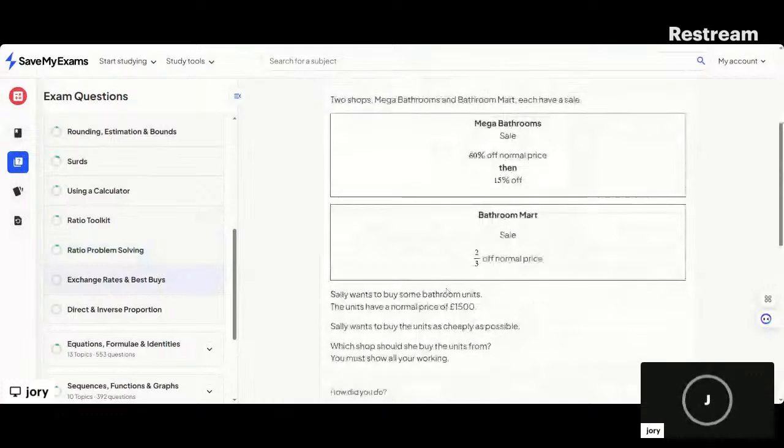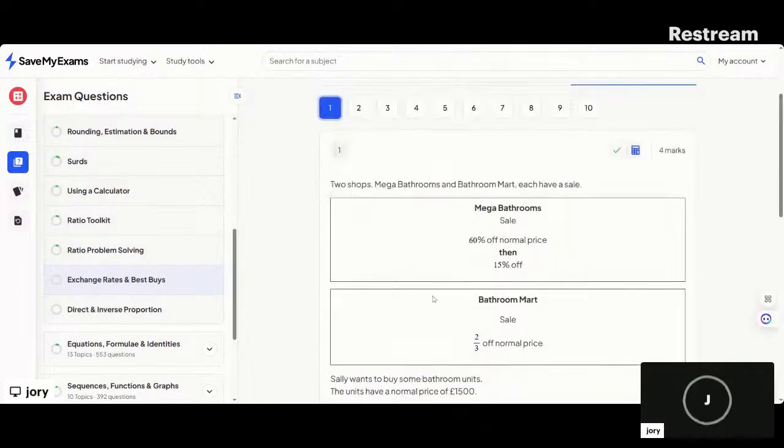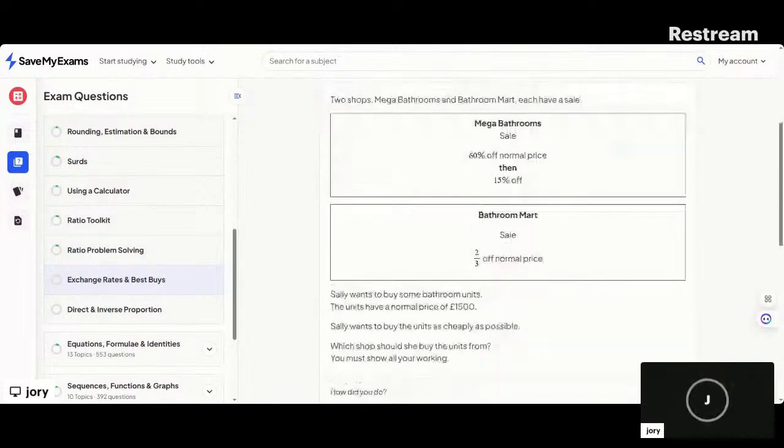Two shops, Mega Bathrooms and Bathroom Mart, have a sale. Sally wants to buy some bathroom units. The units have a normal price of this many. Sally wants to buy the units as cheaply as possible. This is 4 marks. Which shop should she buy the units from? You must show your working. Okay.